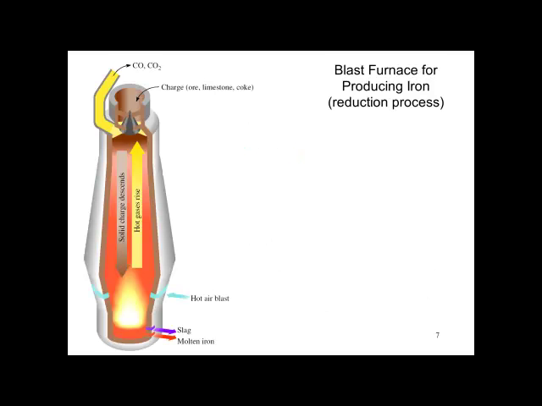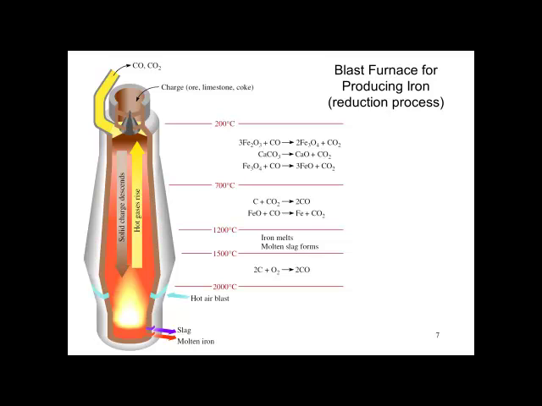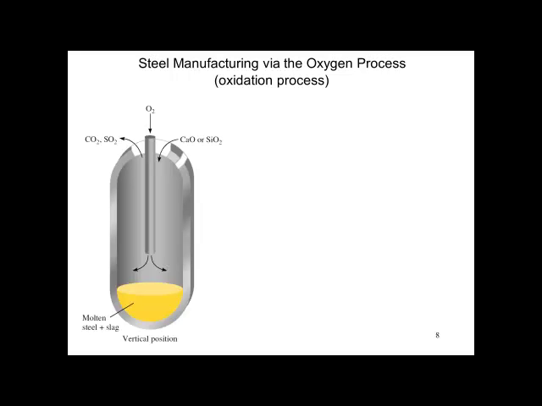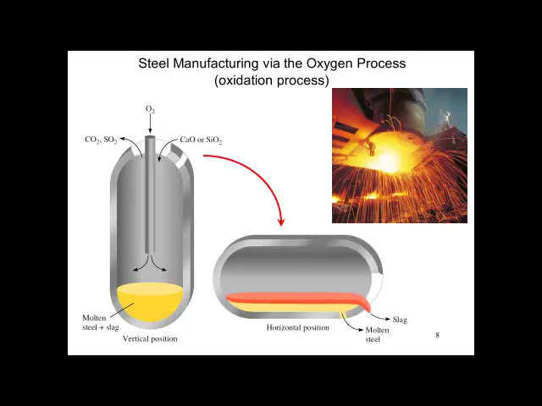What is used is a blast furnace for producing iron. Notice that different reactions occur depending upon the temperature. The charge of the iron oxide plus calcium carbonate and Fe3O4 is put into this blast furnace and heated. The oxygen process is another way of generating iron.